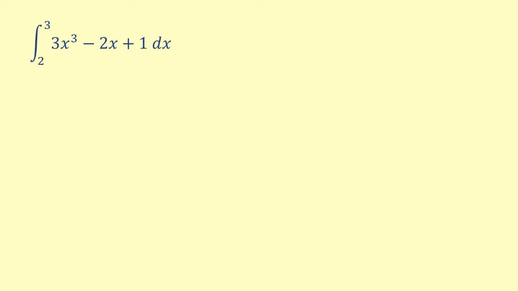Let's try an example of this. Here we are given the definite integral from 2 to 3 of 3x cubed minus 2x plus 1 dx. We can see here that a is equal to 2 and b is equal to 3, so our interval is from 2 to 3. We'll break this up into 4 subintervals to use the trapezoidal rule. This means we will have n equals 4.